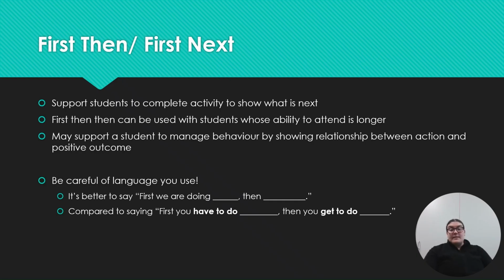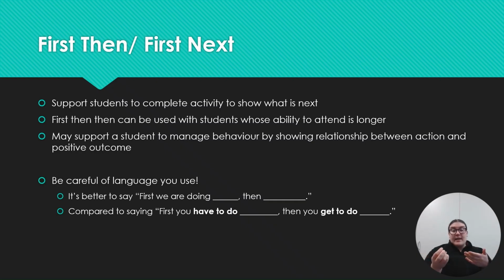These can be used to support students' behaviour, again, by showing the relationship between action and positive outcomes. So showing, once we complete this activity, then we'll be moving on to this one. What's super important is that we're not using first thens as a behaviour tool. We're not saying first do a non-preferred task, then you get to do a preferred task. Both tasks should be considered equal, and we should be communicating that to students.